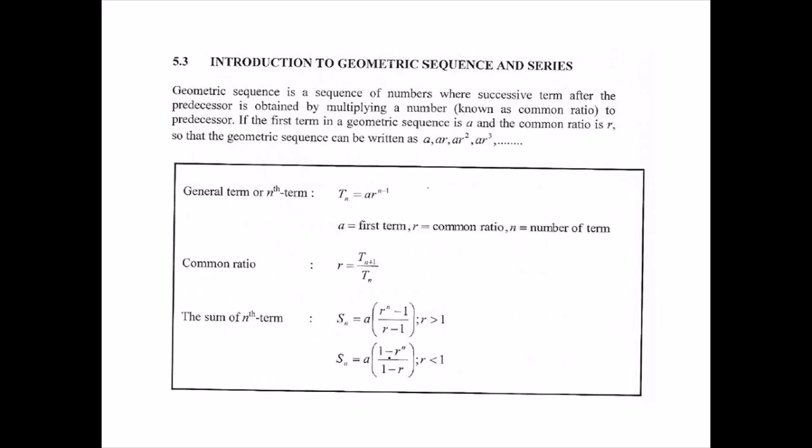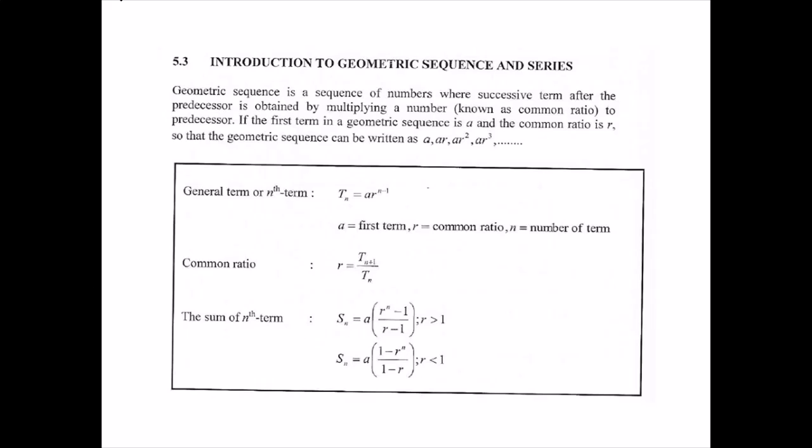The second formula is for when R is less than 1. For this one, the formula to find the sum of the nth term is Sn equals A multiplied by 1 minus R power n over 1 minus R. So when R is less than 1, look at the formula 1 minus R.